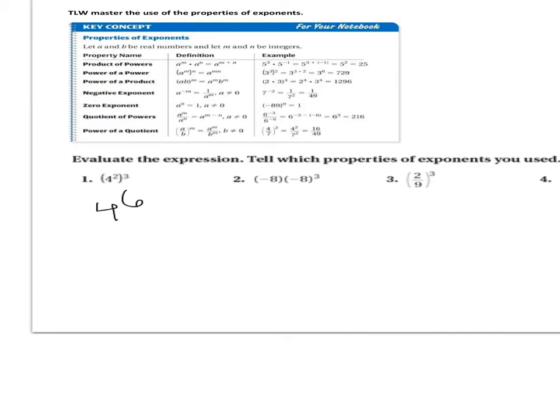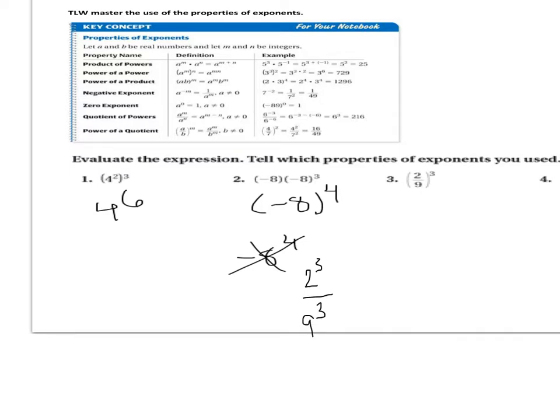Negative 8, so that would be negative 8 to the 4th. Make sure you keep the parentheses there because that is not the same thing as this. Okay? And which property is that? Product of powers. Okay? Here, 2 to the 3rd over 9 to the 3rd.